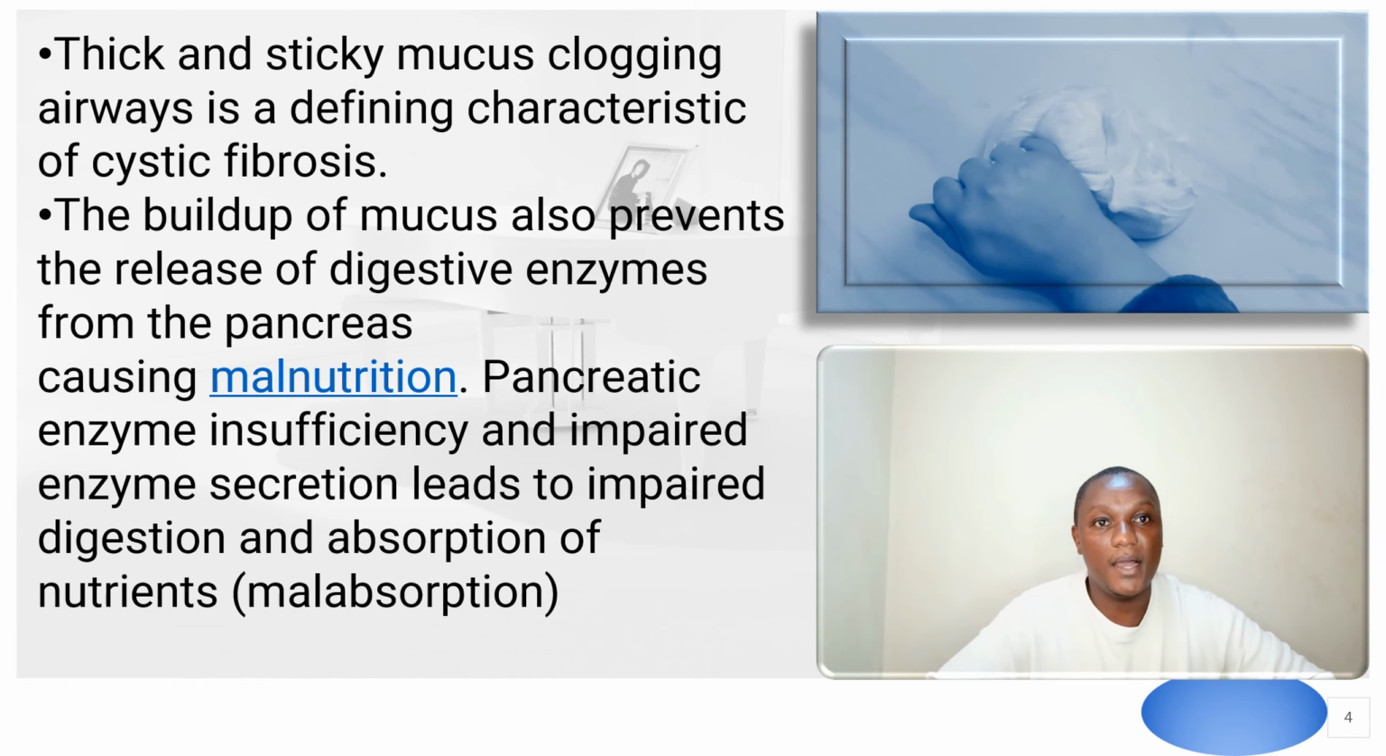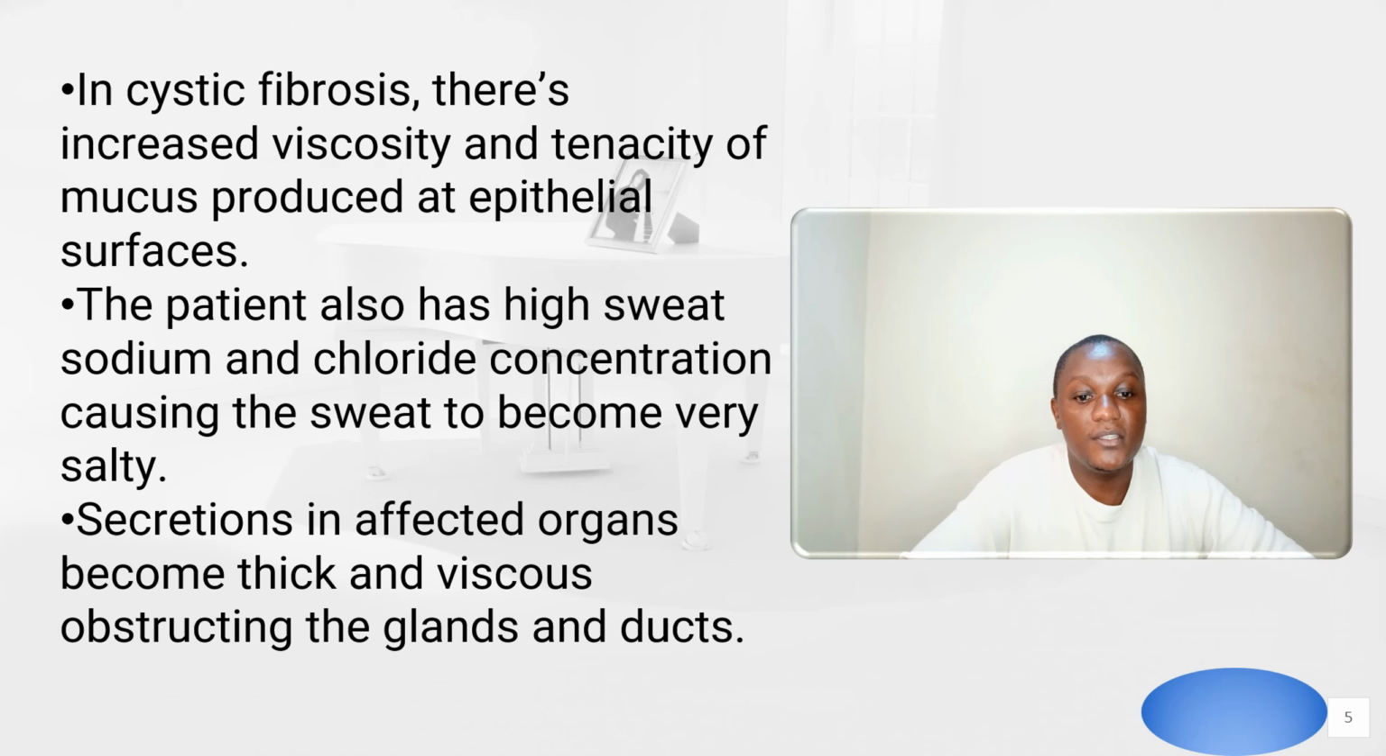There will be malabsorption. In cystic fibrosis, there is increased viscosity and tenacity of mucus. This is all what we are saying, that there will be increased viscosity. Those are the terms that can be used in the exam. And tenacity of mucus produced at the epithelial surfaces. The patient also has high sweat sodium and chloride concentration, causing the sweat to become very salty. Secretions in affected organs become thick and viscous, obstructing the glands and the ducts.